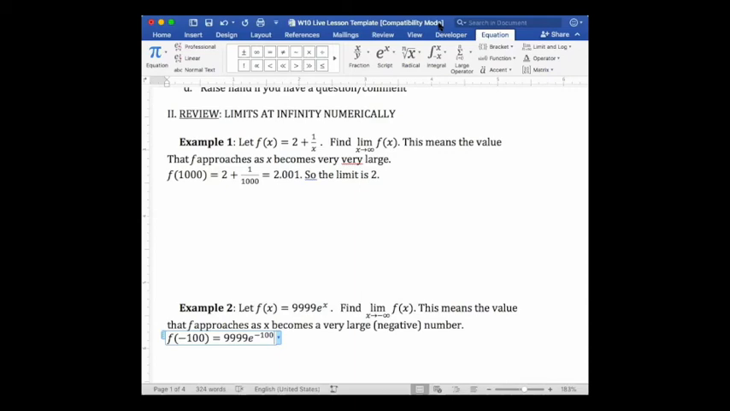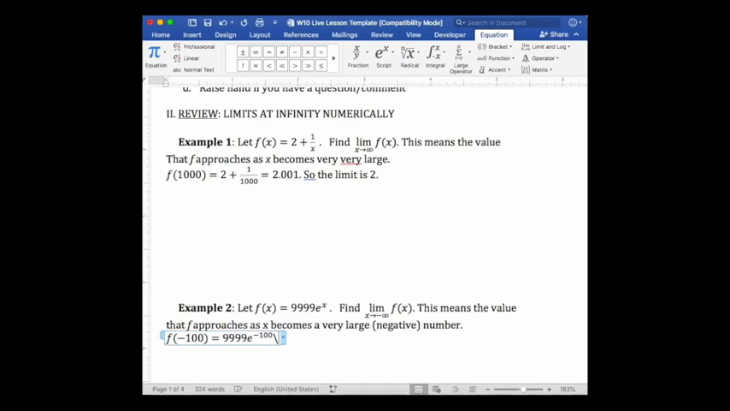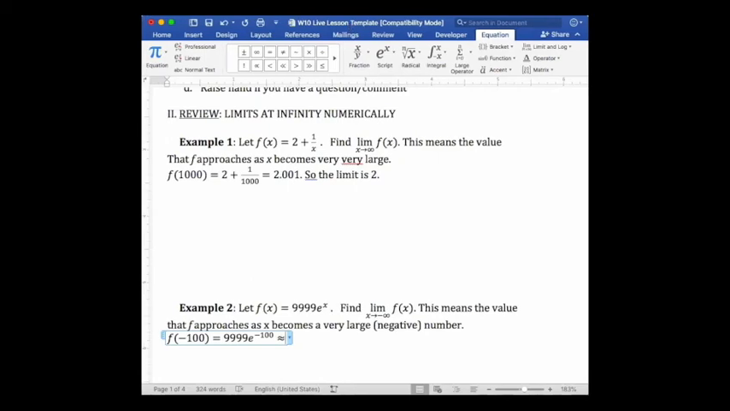So off screen, I'm going to go ahead and punch that expression into my calculator and get a decimal representation for what that is. So 9999 e to the negative 100, I get something a little strange. Here's what my calculator says. It says it's about 3.719 times 10 to the negative 40.